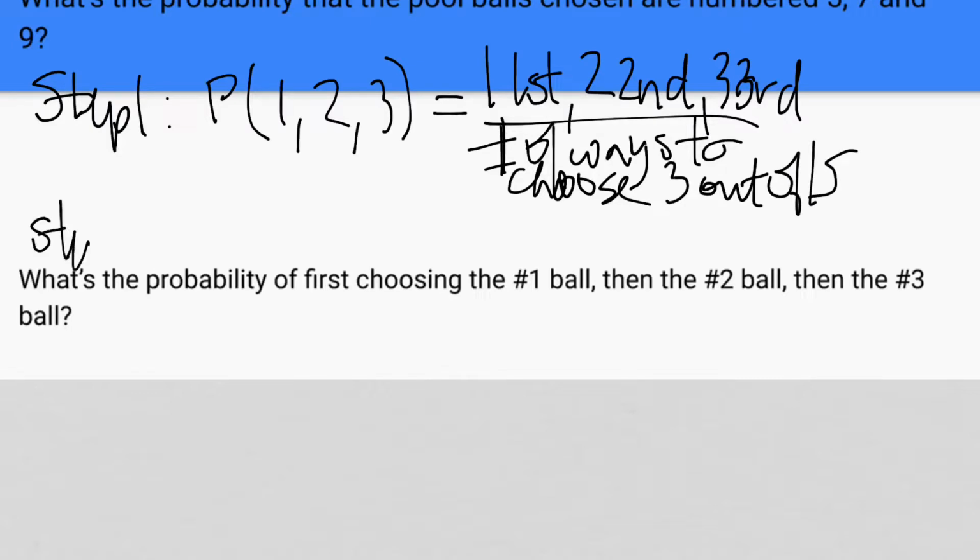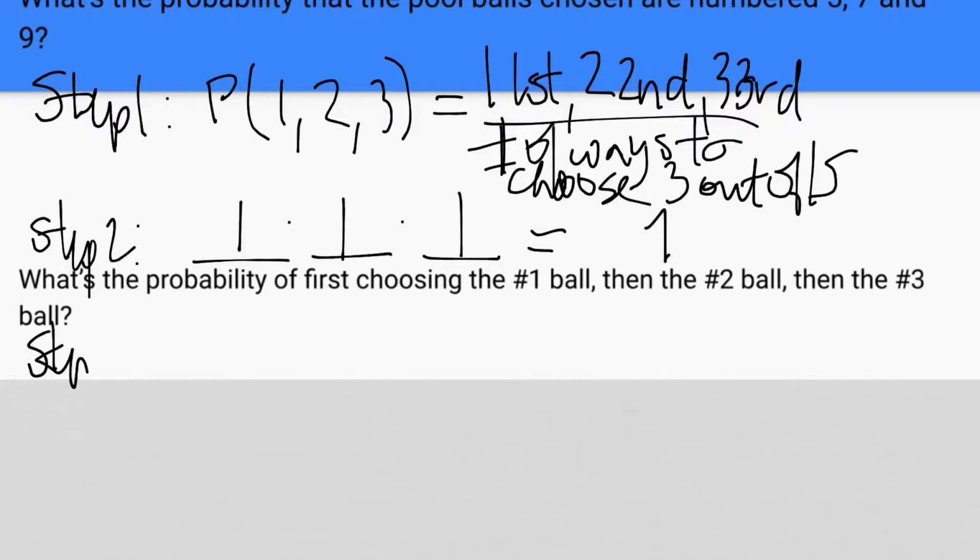All right, so let's do the top first, step 2. What's the probability of getting number 1 first? Well, we want number 1 first, so there's only one possible number 1 for the first spot. Okay, to choose the ball number 2 second, well, there's only one number 2 ball, and it must be second, so there's only one possible way to get 2. And then for getting the number 3 ball for the third spot, there's only one possible 3 ball for the third spot. So if I multiply these all together, it is 1.